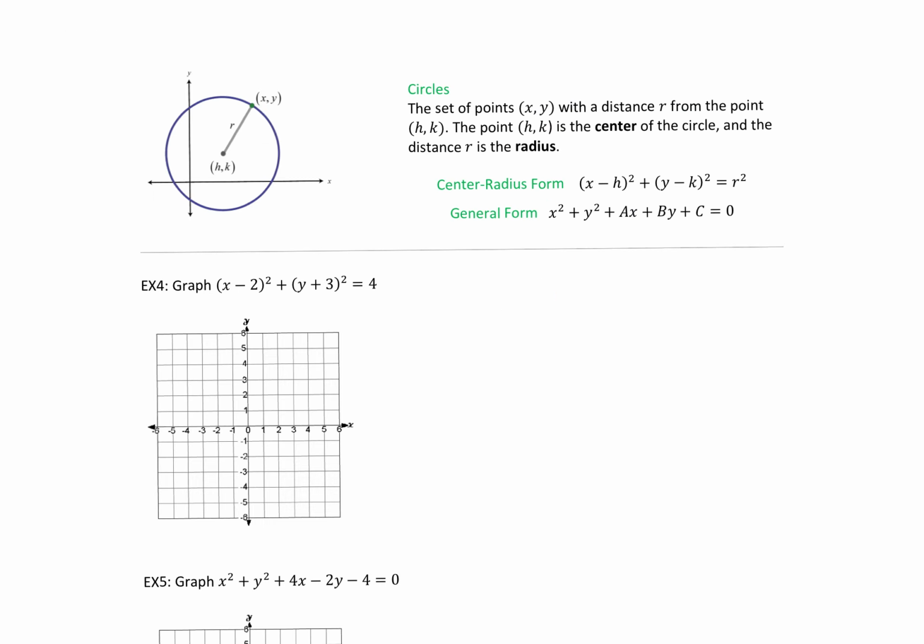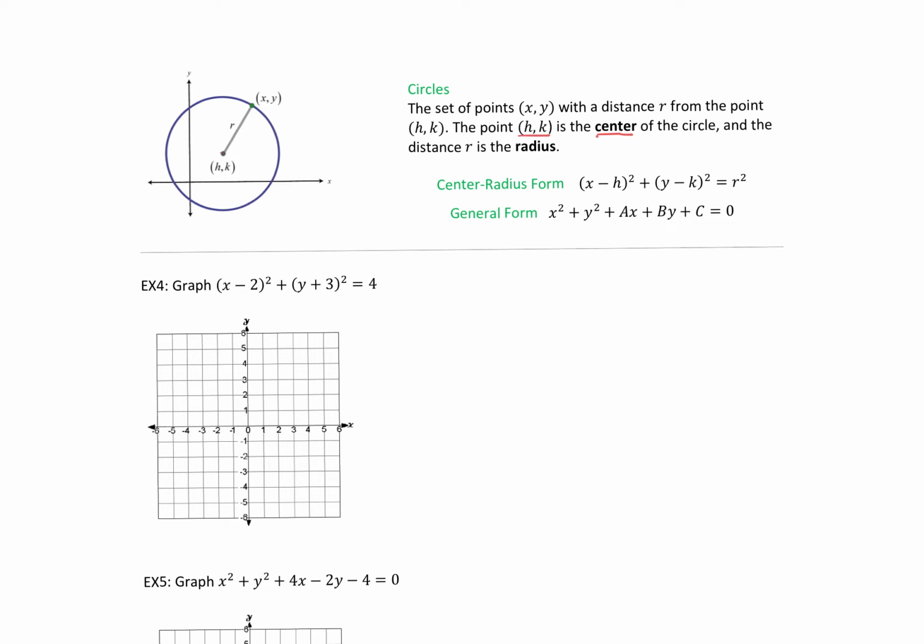So now we're going to take a little side trip and see how we can apply this idea of completing the square to something that's not a function, but something that we ran across quite a bit, which is a circle. So again, recall that a circle is simply the set of points from some point which we call the center. In this case, our center is going to be this point h, k.